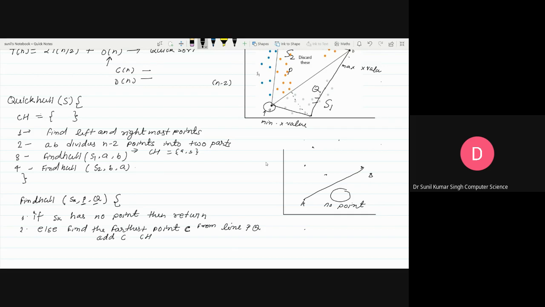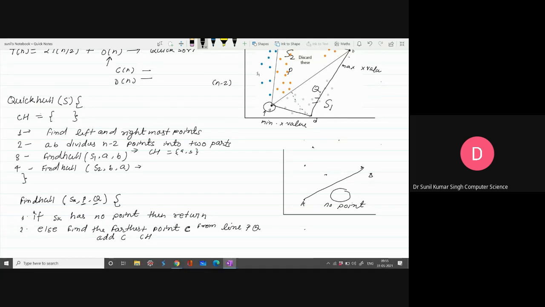Now when we are going to call another function S2BA, maybe on this side, a point will be chosen, and let's say another point, maybe we can say that D. So it will be added into the CH, and we will repeat the step. So here let's look at the scenario for further division of P, Q, and C.